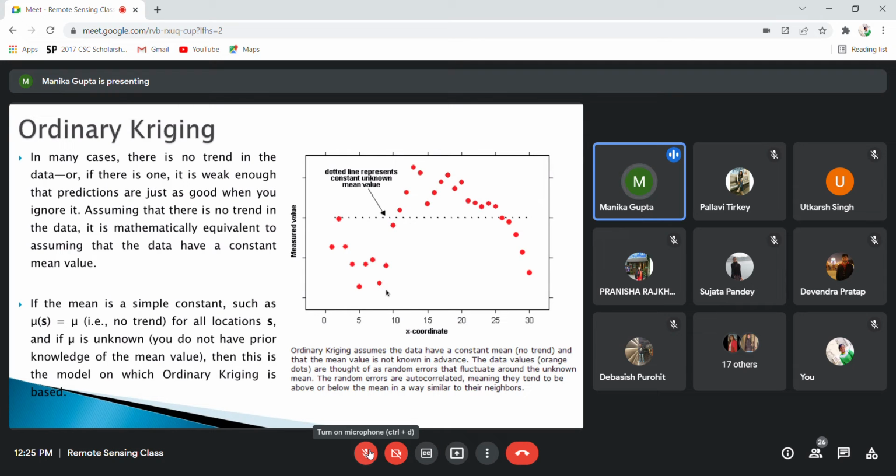In that, we assume that the data have a constant mean value. Okay, but this mean value is unknown. So the model is based on this, and we call this method ordinary kriging. I'm not giving you too much detail here. I'm just giving you the general views of all the kriging methods.